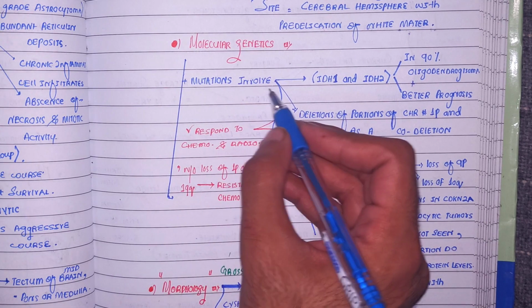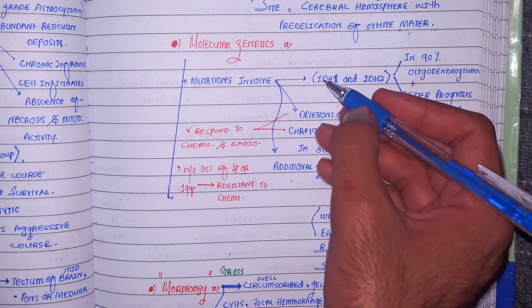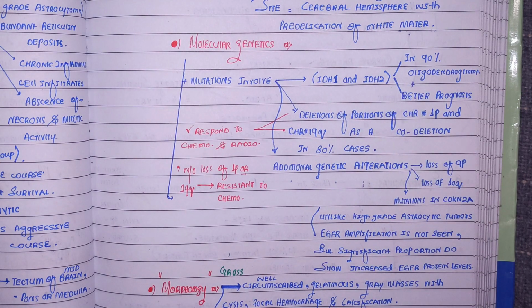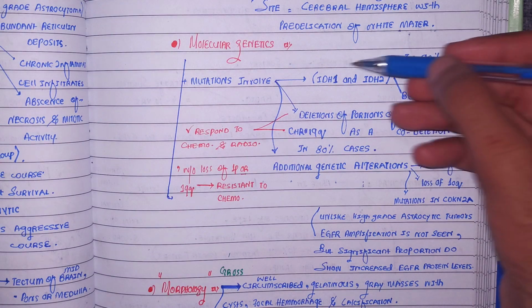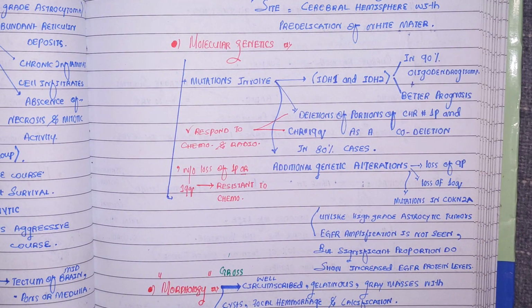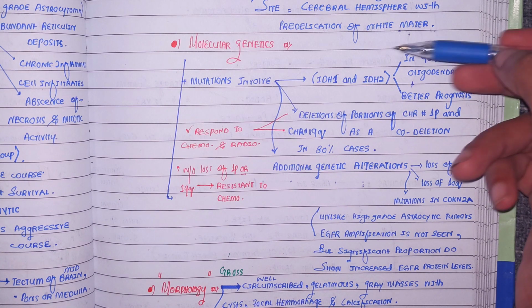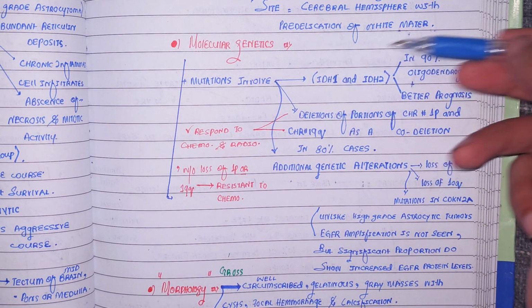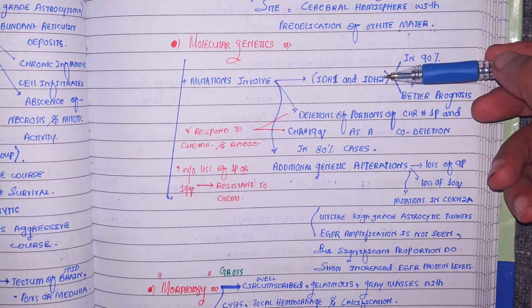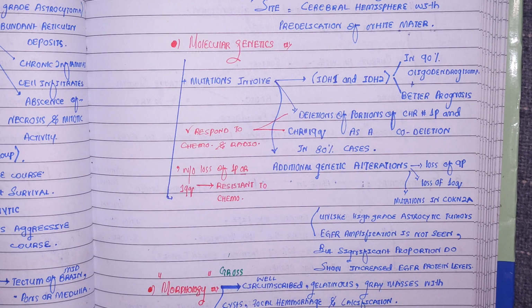The mutations involved are, number 1, the isocitrate dehydrogenase enzyme gene, IDH 1 or 2, right? So if there is a mutation in this gene, it will lead to the development of the oligodendroglioma. And this is the mutation responsible for 90% of the oligodendroglioma. That's a big percentage, and it even shows the better prognosis, right? Particularly the type 2 mutations, IDH2.